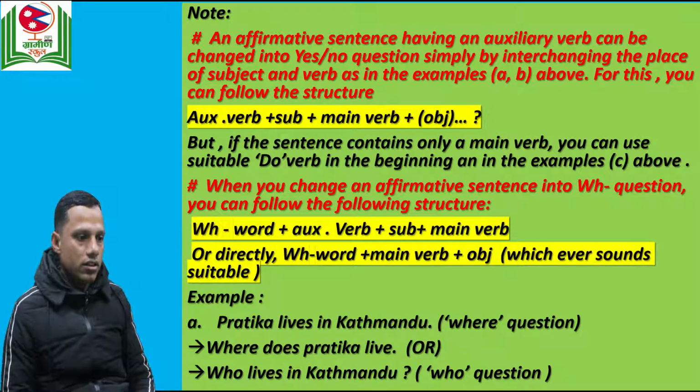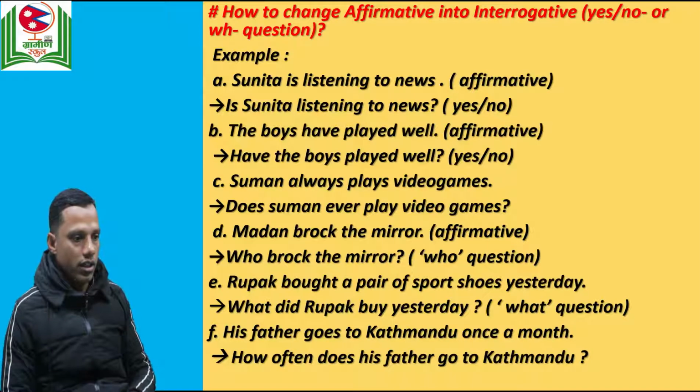And similarly, when an affirmative sentence has only a main verb, how can we change it into interrogative form? If the sentence contains only a main verb, you can use a suitable do verb at the beginning, as in example number C above. Let's see once again, number C. Suman always plays video games, right? So there is only a main verb. In such a case, we have used the do verb, so you can simply change this as, does Suman ever play video games? Yes, we have used "does."